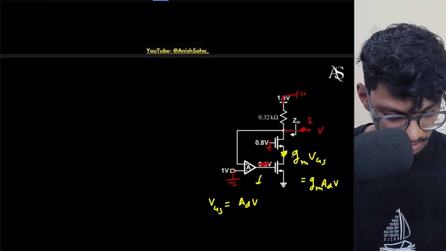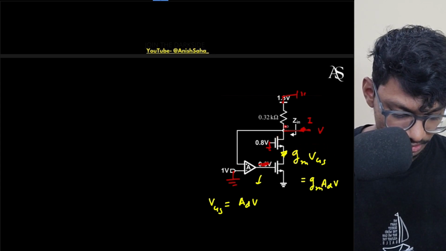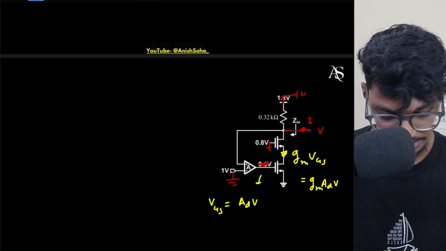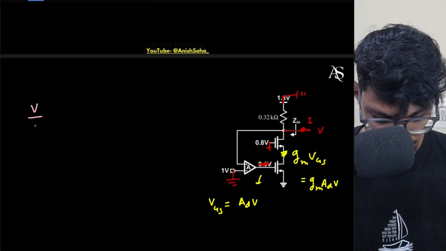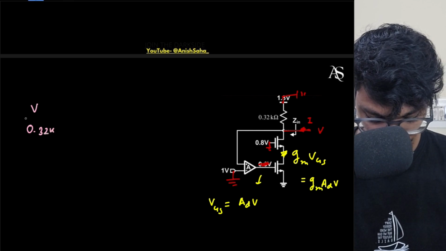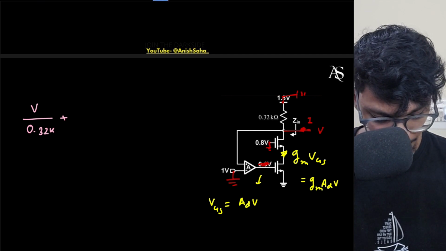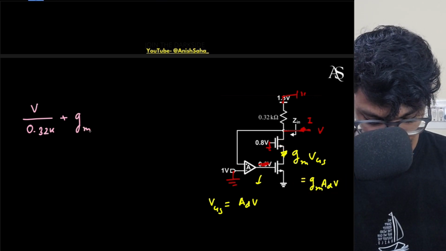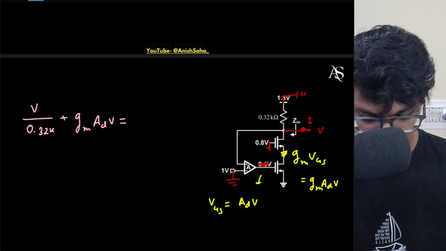Now I know the current here, and as this one is in series, obviously the current will be the same. This same current will flow, and I have a current flowing on the upper side as well due to this resistor. So overall I can write down the equations. I can apply a KCL at this node. If I apply KCL, it will be V by 0.32 kilo ohms plus this outgoing current, right? What is this outgoing current? This is GM AD V, equals this incoming current, I.